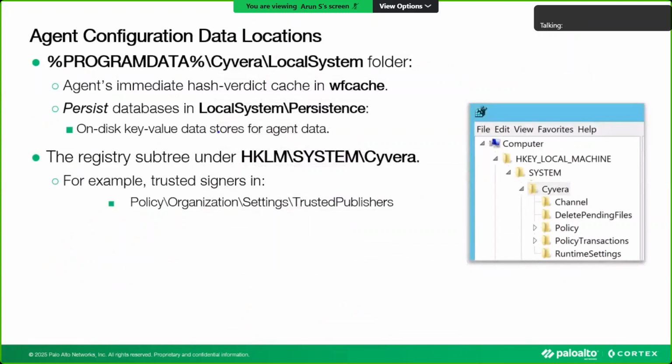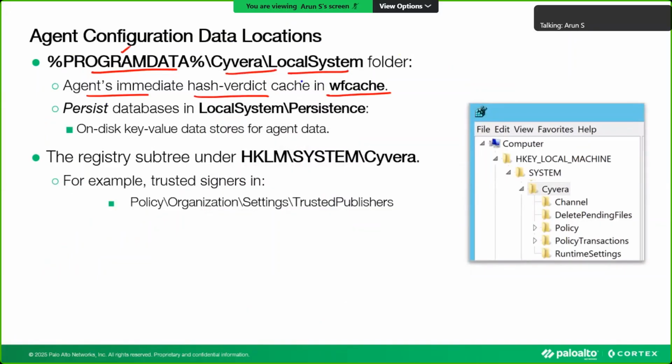Next, these are all your data locations where the files and folders are. This folder, ProgramData, Cyvera, Location System folder, will have the hash verdict cache in WF cache. So the agent's immediate hash verdict cache is in WF cache. Now, ProgramData will be hidden by default, but when you type it in your search bar, you will be able to view it.